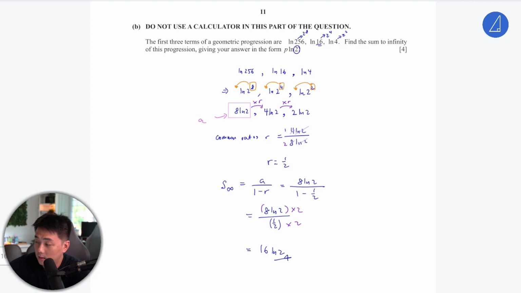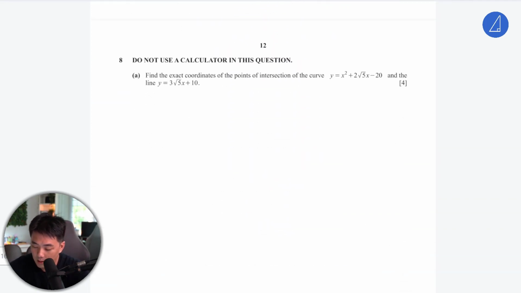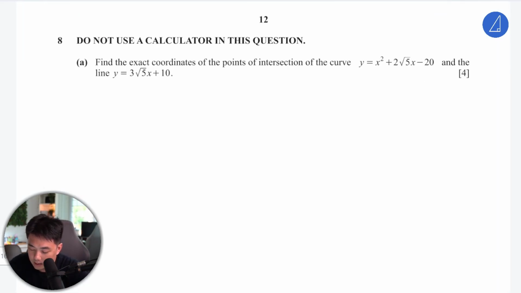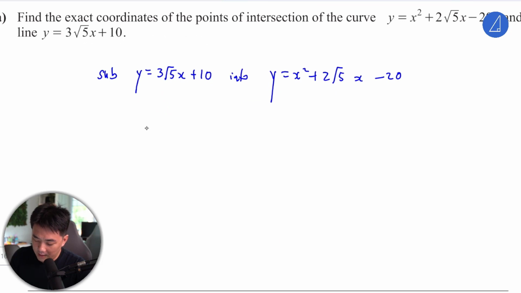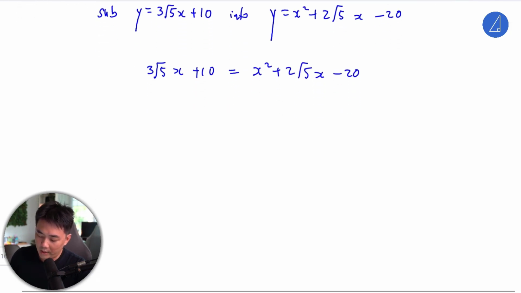Let's see. The next question would be, do not use the calculator as well for this part. Find the exact coordinates of the points of intersection of the curve and the line. Okay, I think we could just substitute it in. So substitute y equals 3 root 5 x plus 10 into y equals x squared plus 2 root 5 x minus 20. So I think this is just algebra. Equate both sides, so it's 3 root 5 x plus 10 equals x squared plus 2 root 5 x minus 20. Bring it over to the other side.